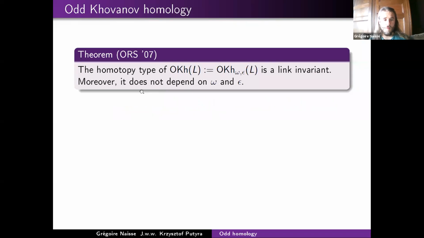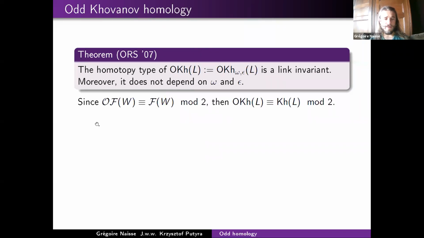And then, okay, maybe we can talk a bit about the properties of this odd Khovanov homology. Well, because the odd functor and the usual functor are equivalent modulo 2, because they just differ by some choice of sign, basically the complexes are the same modulo 2 also. And moreover, the graded Euler characteristic of this odd Khovanov complex is the same as the Jones polynomial. So you have a different categorification of the Jones polynomial.